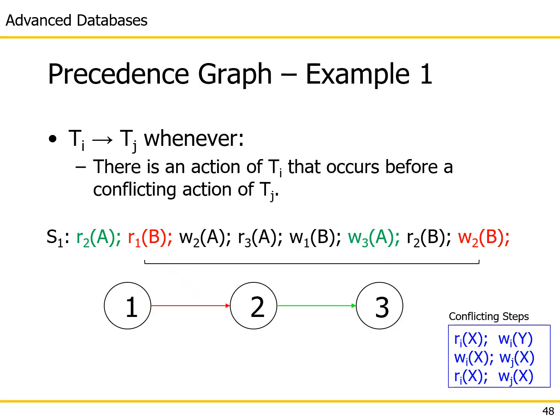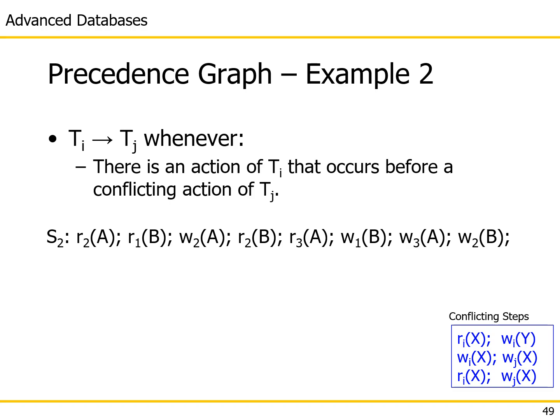Now we keep looking and there is nothing else. Since I didn't find a cycle, the schedule we were just looking at in the previous slide is great. It's actually conflict serializable. Let me be more accurate: it's a conflict equivalent serializable schedule, and it is equivalent to T1 followed by T2 followed by T3. The final output on the database will be that.